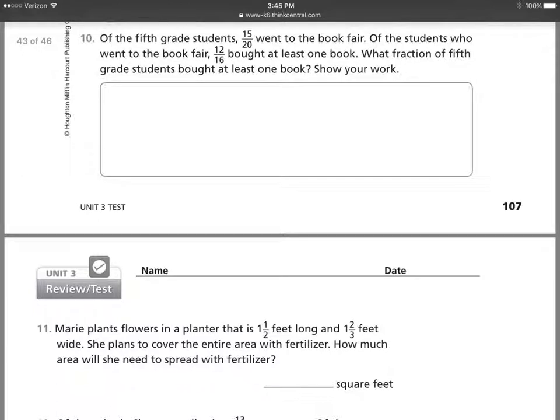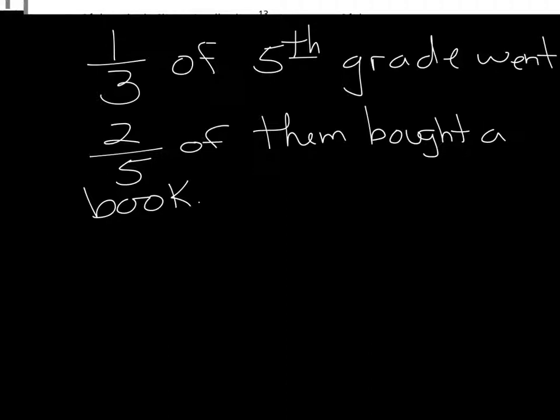Question number 10. Of the 5th grade students, 15/20 went to the book fair. Of the students who went to the book fair, 12/16 of them bought at least one book. What fraction of 5th grade students bought at least one book? Show your work. I've recreated a new problem so that I could help you solve it.